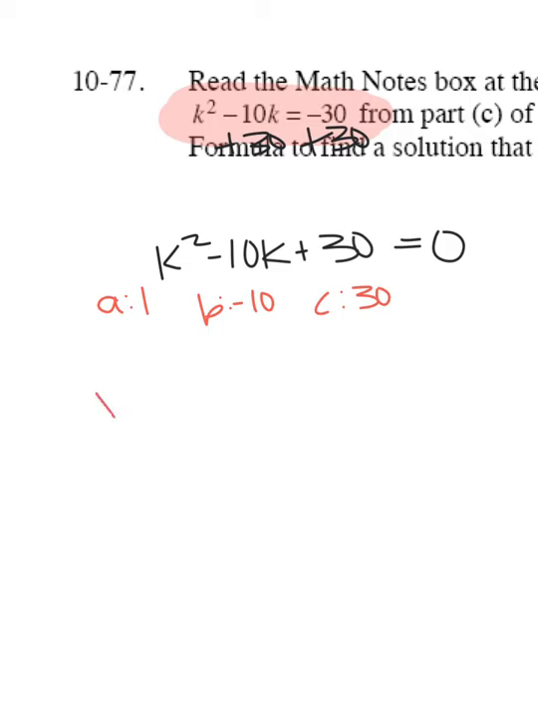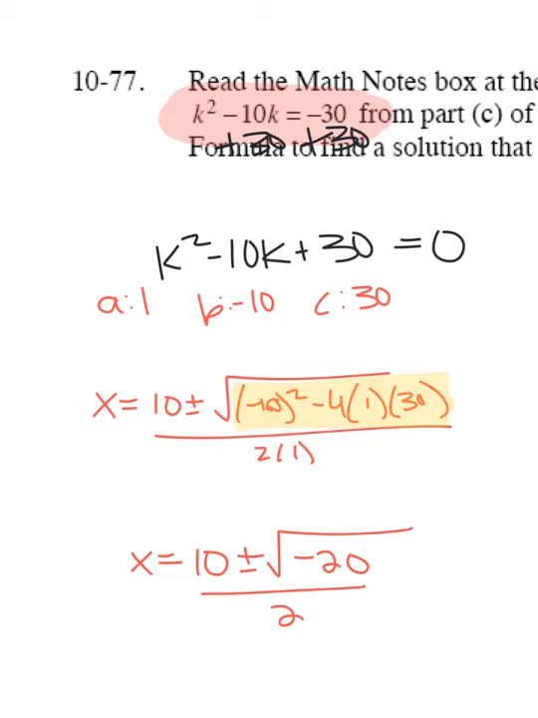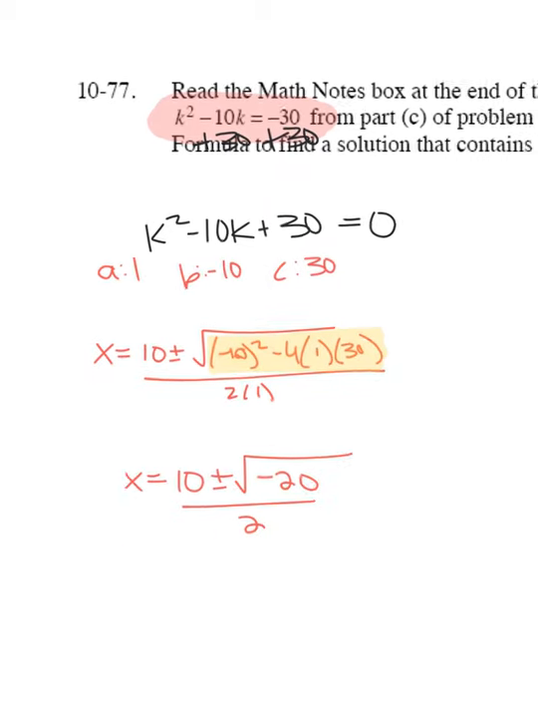And we can start filling in our quadratic formula. x equals opposite of b plus or minus square root b squared minus 4ac all over 2a. Always start with the part underneath the square root. Don't use the square root symbol, but just do this calculation. 10 squared is 100 minus 4 times 30, which is 120. So we would get 10 plus or minus the square root of negative 20 all over 2. And here's where that imaginary solution comes into play.